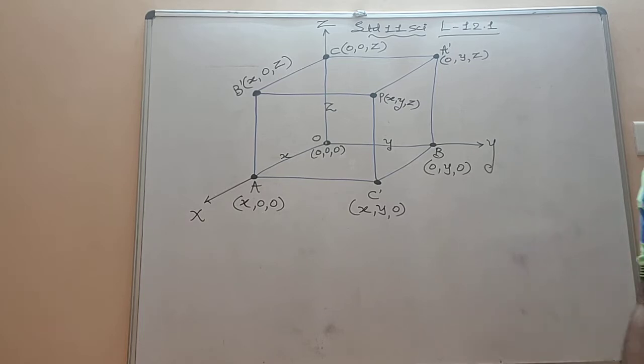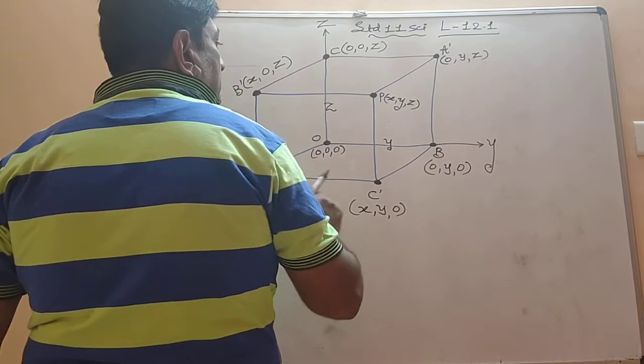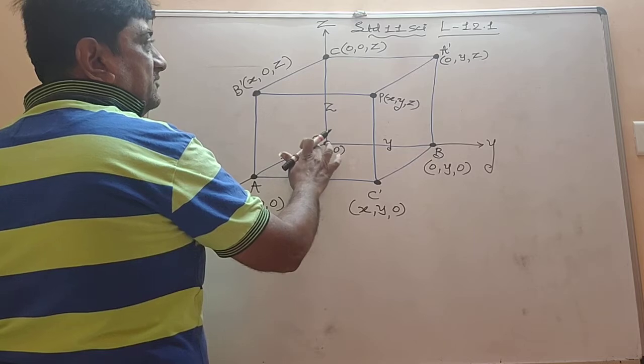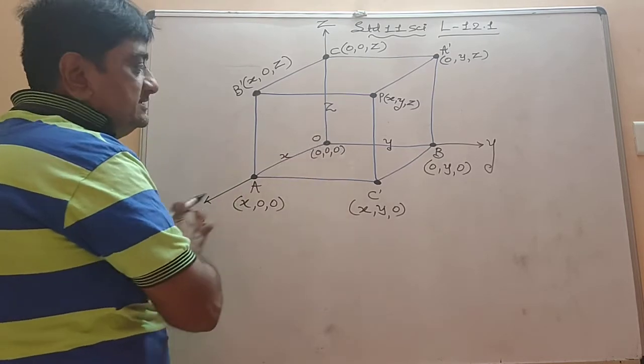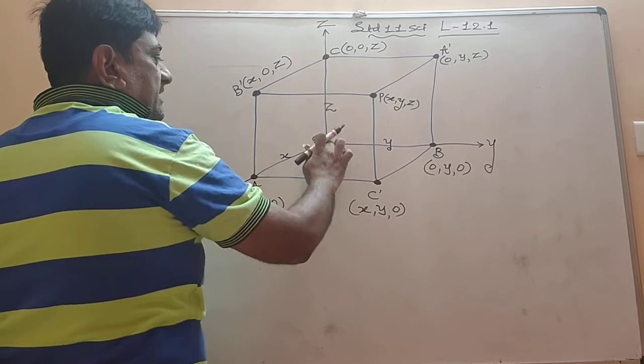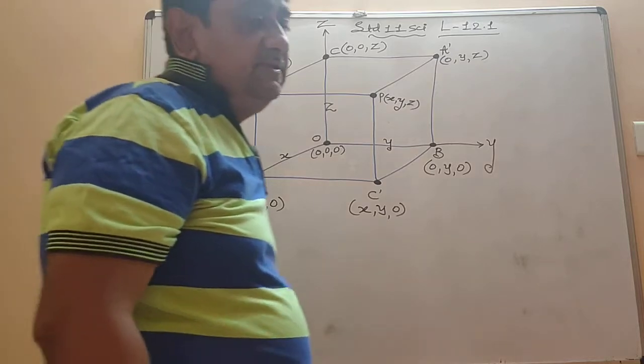Now it is origin. So it is a positive direction of y-axis. It is a negative direction of y-axis. It is x-axis, positive x and negative x. Positive z and negative z. So see the figure.